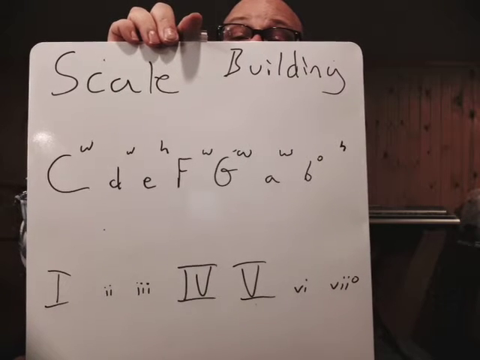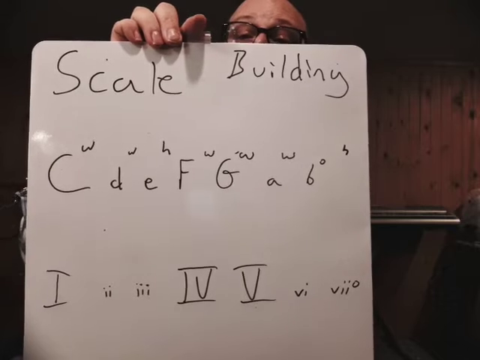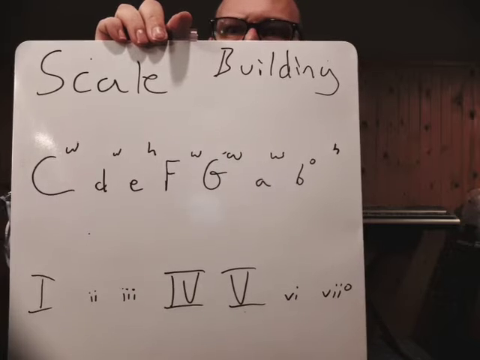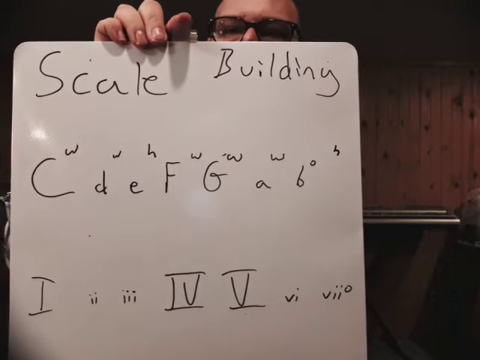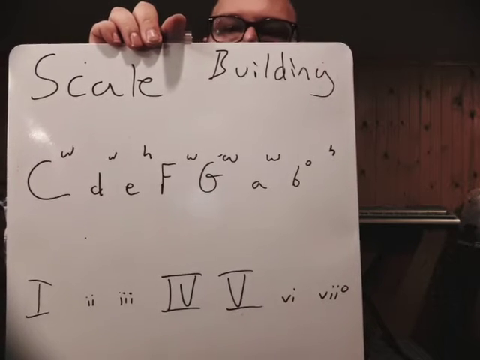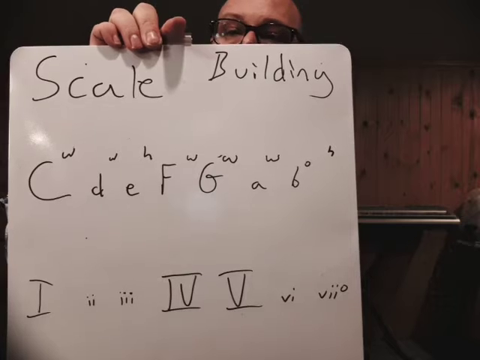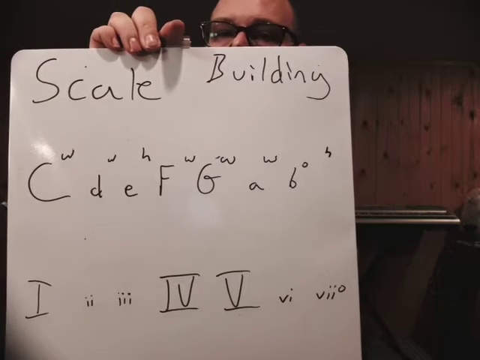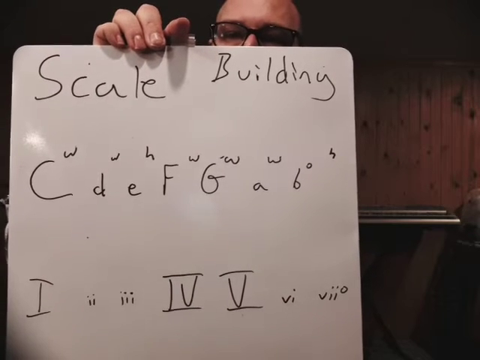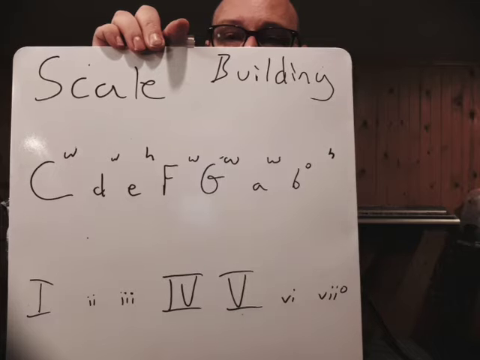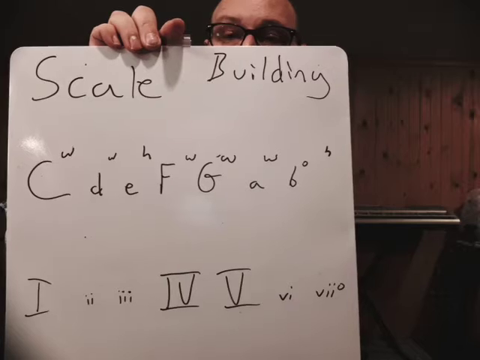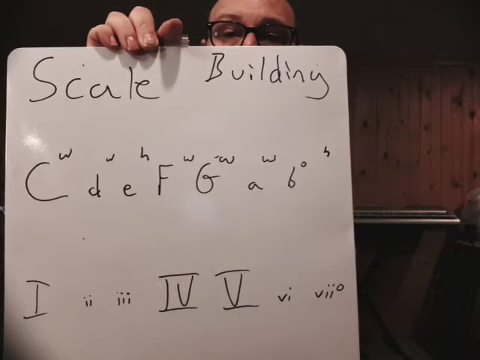Now, where the C, D, E, F, G, A, B are, you can see that above it I have my version of a W. I hope you write them better than I do. You've got W, W, H, W, W, W, H, which gets you back to the C. That's a whole step, whole step, half step, whole step, whole step, whole step, half step, which brings you back to 1. That is how a major scale is always built. It is always built from 1 in that succession of whole steps and half steps.